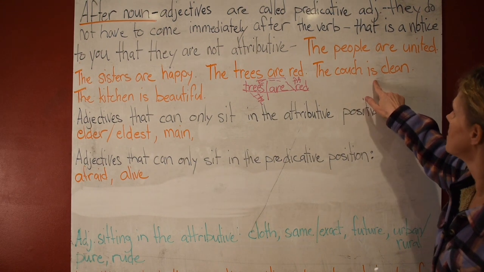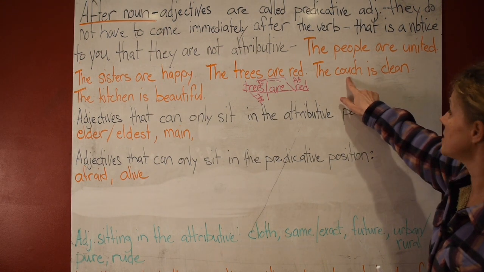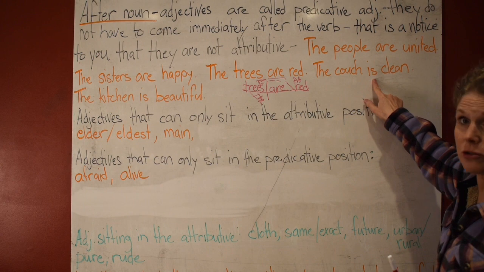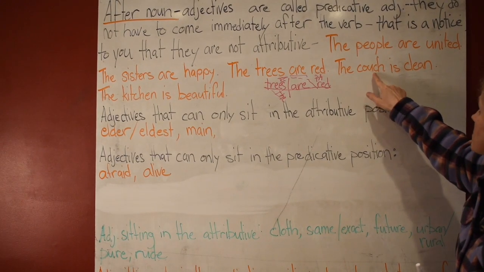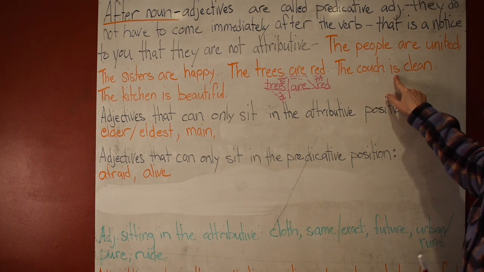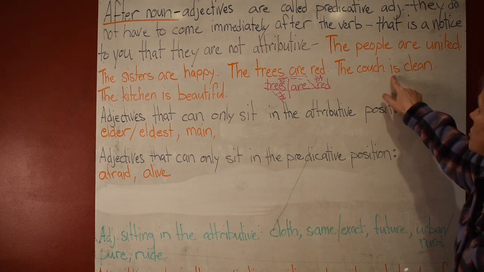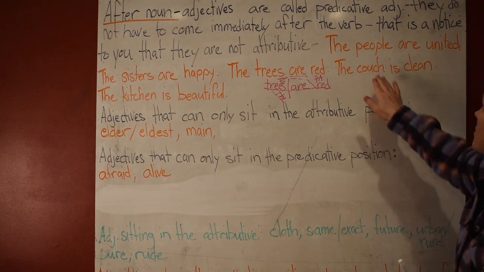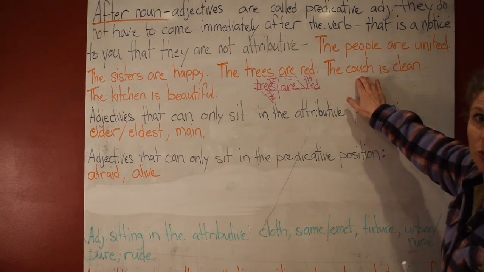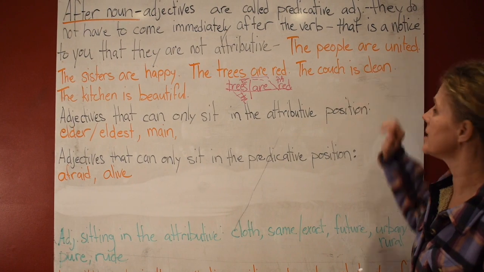Look at this. This is singular, right? So you have to use is. This right here is also in third person. So you have to use is. So this is not first person, it's third person. So see how we can replace couch with it? It is clean.